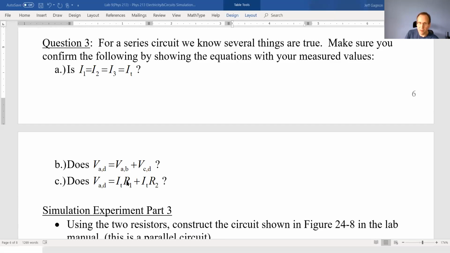That should be the voltage drop across the first resistor, plus the total current, or the current that goes through R2 times the resistance R2. That should be the voltage drop across the second resistor. And those two should add to the voltage drop across the battery. So you want to make sure that that equation is also true, right? Fill it in with values.